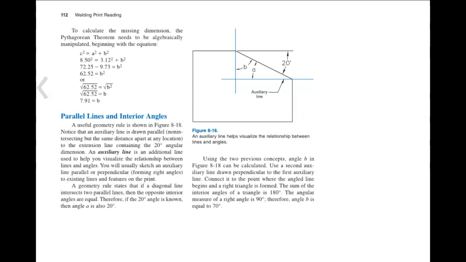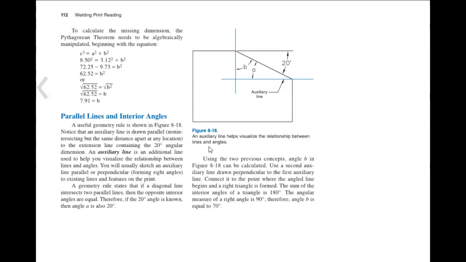Parallel lines and interior angles. A useful geometry rule is shown in figure 8-18. An auxiliary line helps visualize the relationship between lines and angles. Notice that an auxiliary line is drawn parallel, non-intersecting but the same distance apart at any location, to the extension line containing the 20-degree angular dimension. An auxiliary line is an additional line used to help you visualize the relationship between lines and angles.